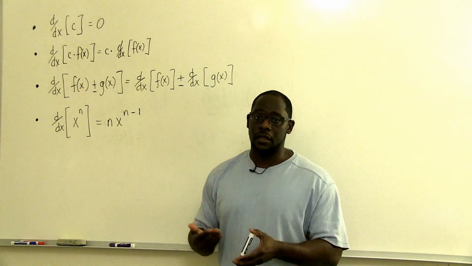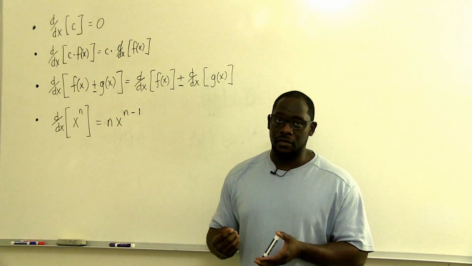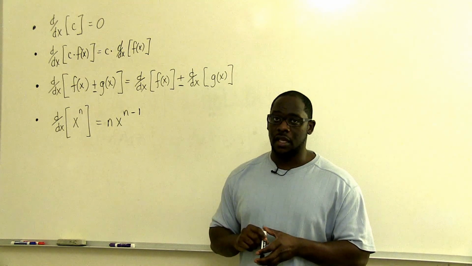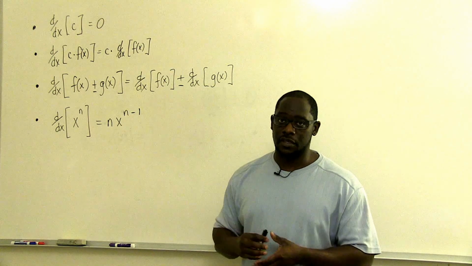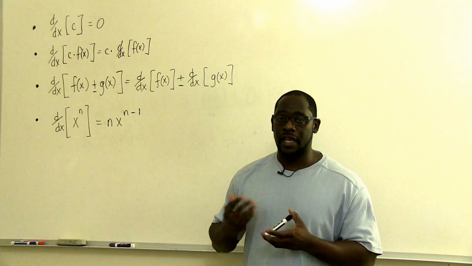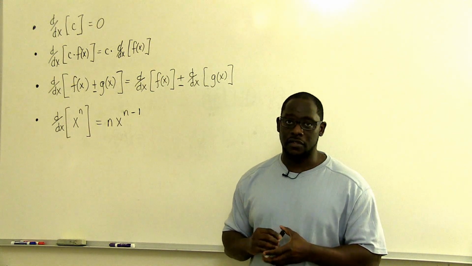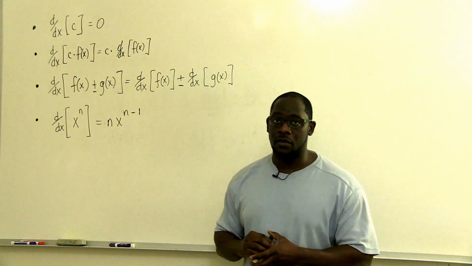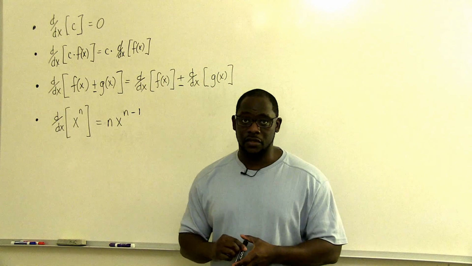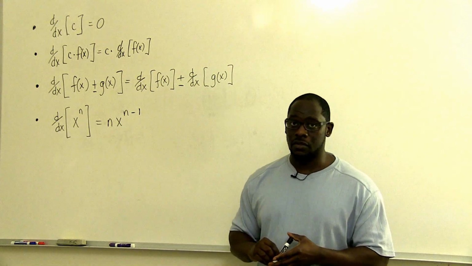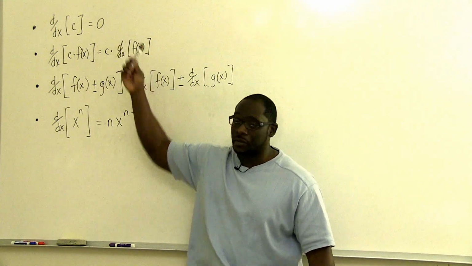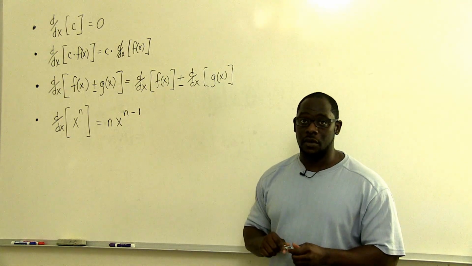This is mimicking taking the derivative, or finding the slopes of the tangent lines, of a horizontal line. And so, of course, we know that the slope of a horizontal line is always zero, and therefore the slopes of the tangent lines on that particular function will always be zero as well. So that's why the answer to the derivative of any constant is zero.